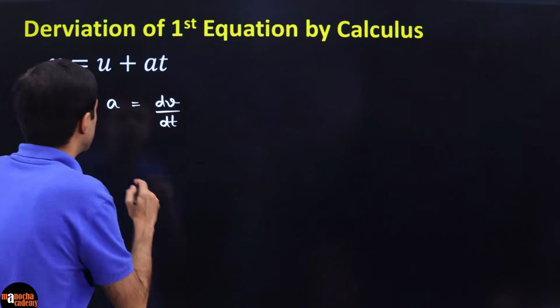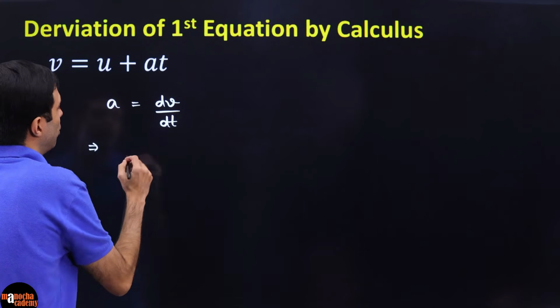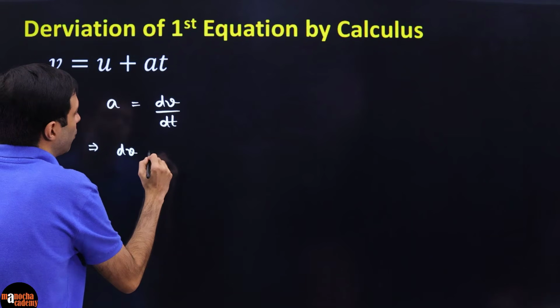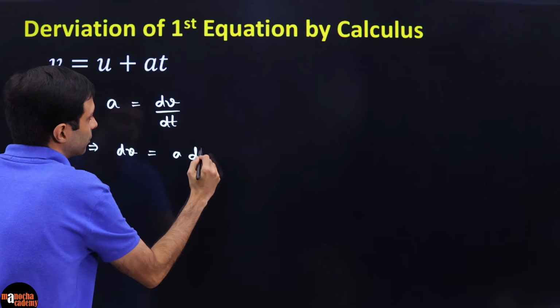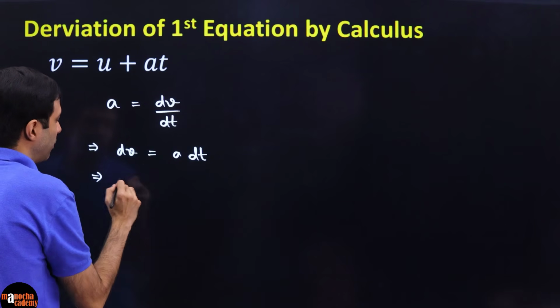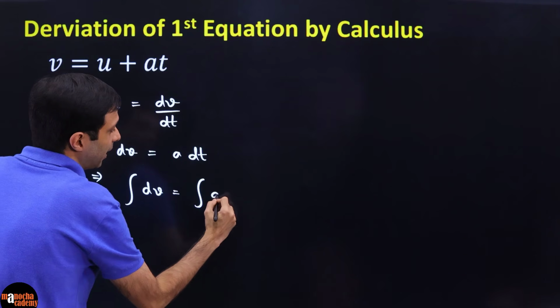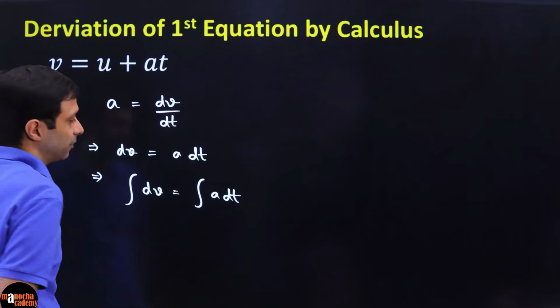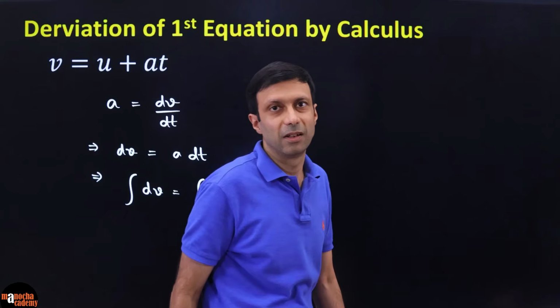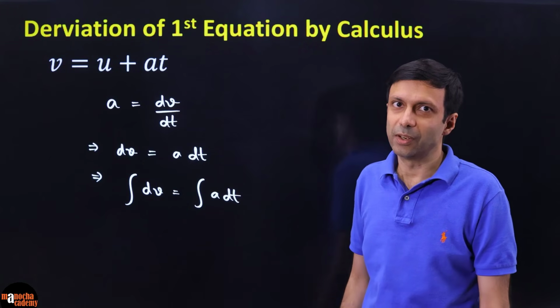We'll rearrange this equation as we have done before, and so we'll write dv equal to a dt. And we know that if we integrate both sides, we should get the velocity. So I can apply integration on both sides, right? Now what will be the limits of integration here?